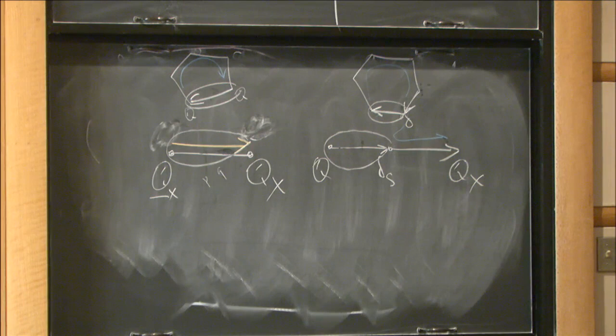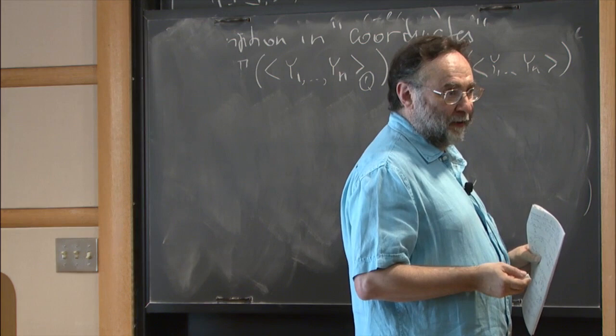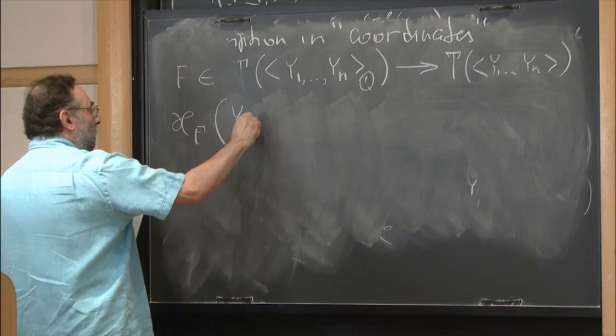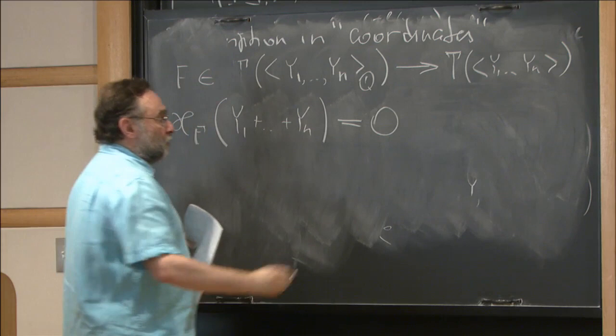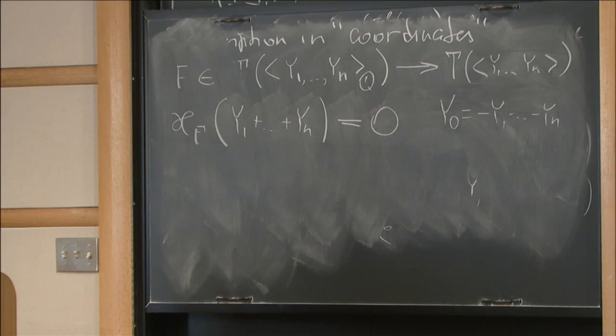So first of all, let's just imagine that you don't have p's and q's. Just do an example when there are no p's and q's. Then in this situation, the claim is that if you take any f from here, then the corresponding kappa f takes y1 plus and so on plus yn to 0, because by definition, y0 is just minus y1 minus and so on minus yn. Now, the combinatorial question is why this is true.